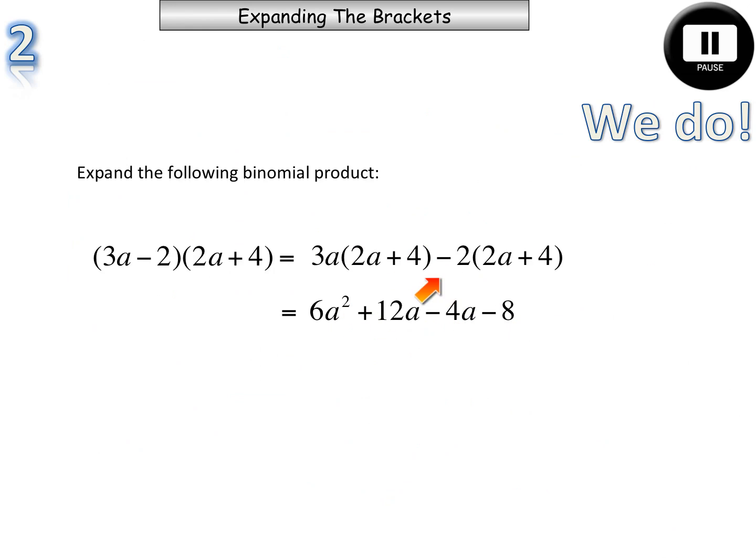Now this doesn't always happen. The two middle terms don't always simplify, but if they're both in terms of a's or both in x's, so like terms, we can simplify that. So that simplifies to 8a. So 6a squared plus 8a, take away 8.